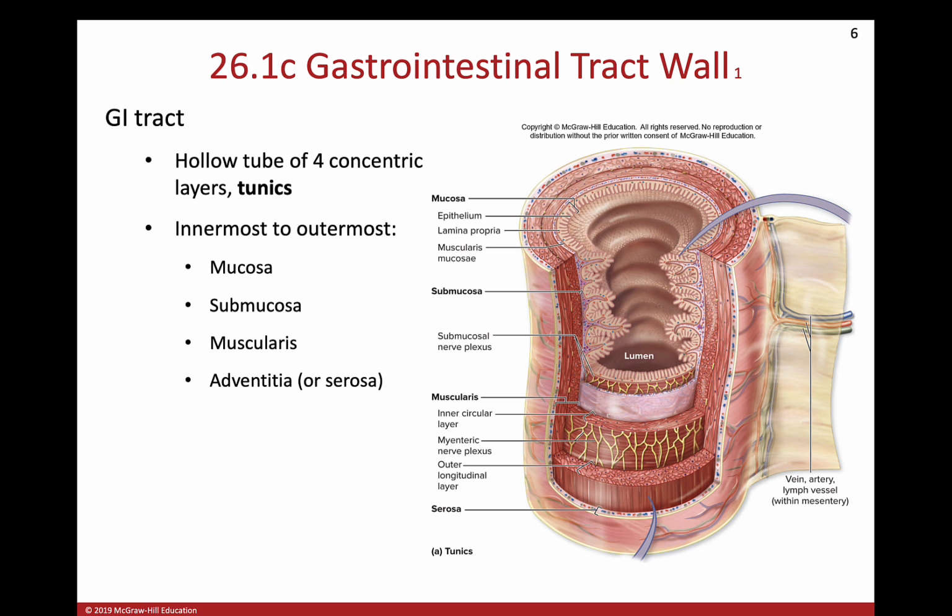Now, I do want to put an emphasis on the layers of the GI tract. And we want to remember that it is a hollow tube, and it is made up of 4 layers. And those layers are, from innermost to outermost: the mucosa, the submucosa, the muscularis, and the adventitia.